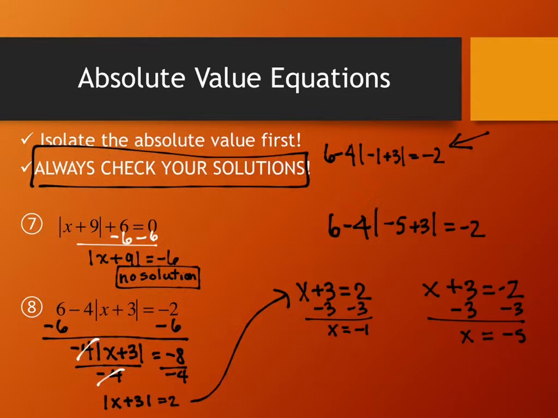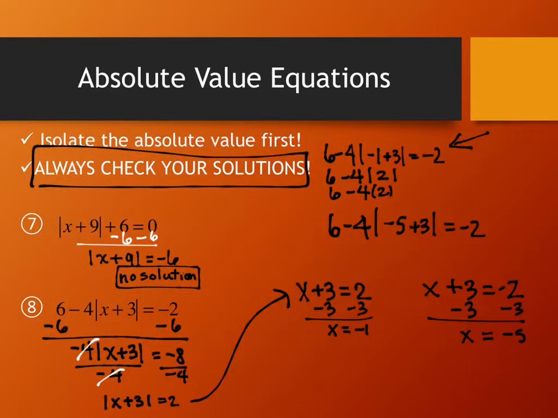Inside the absolute values, I have negative 1 plus 3. That gives me 2. Okay, so I have 6 minus 4 times the absolute value of 2. What's the absolute value of 2? 2. So this is actually just the same as 6 minus 4 times 2.